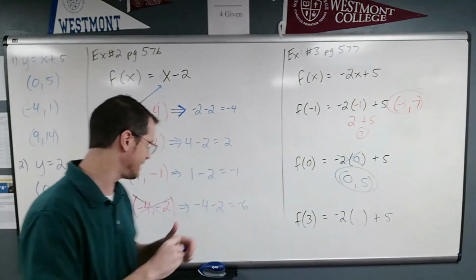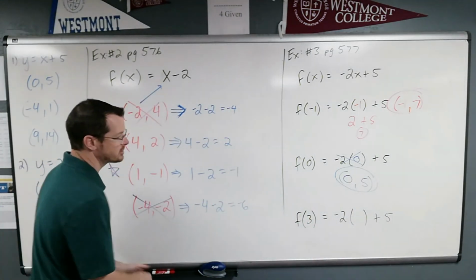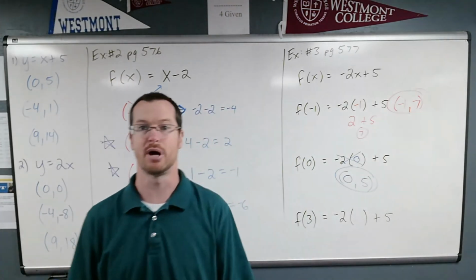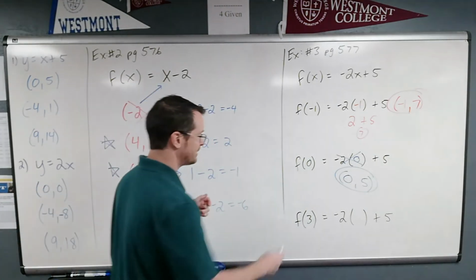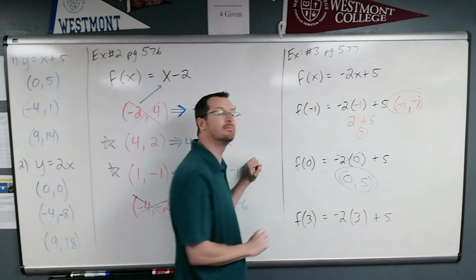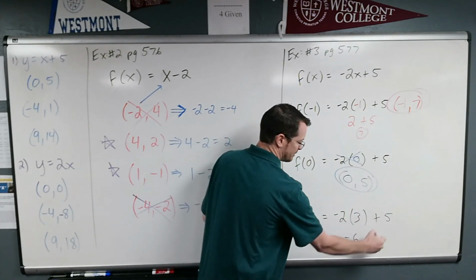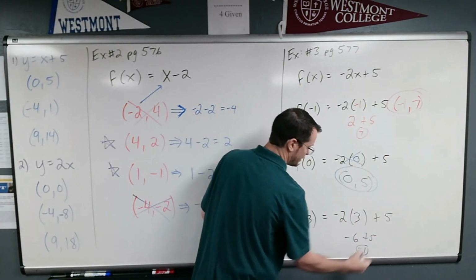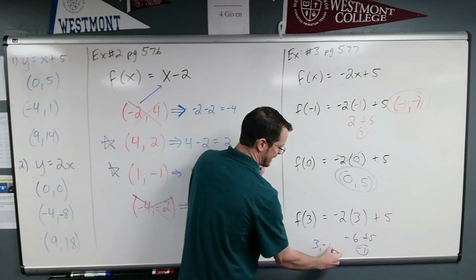Do the same thing for my last one. It says, what if I have a function and I plug in the number 3 to my function box? Well, plug it in, see what happens. So plug in 3 right there. Negative 2 times 3, that's negative 6. Plus 5 at the end, that's a negative 1. So you plug in a 3, you're getting out a negative 1.